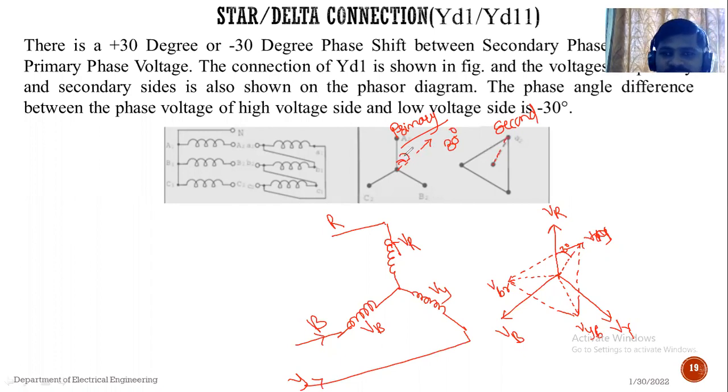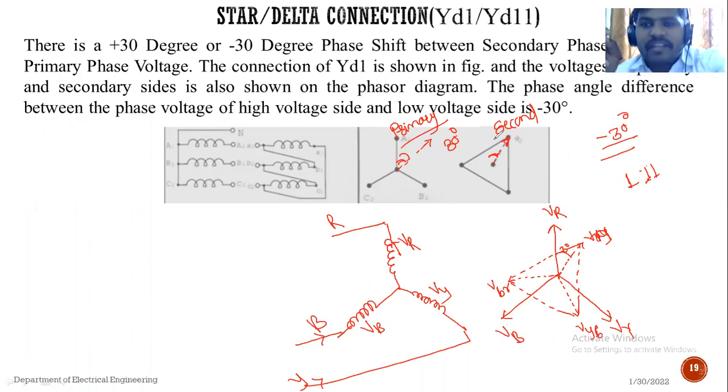That means it is represented by star delta, whether it is 11 or 1. Should it be represented by 1 or 11? What I explained is a minus 30 degree phase displacement, so it is represented by 1. That means the secondary side voltage lags behind the primary voltage by an angle of 30 degrees.